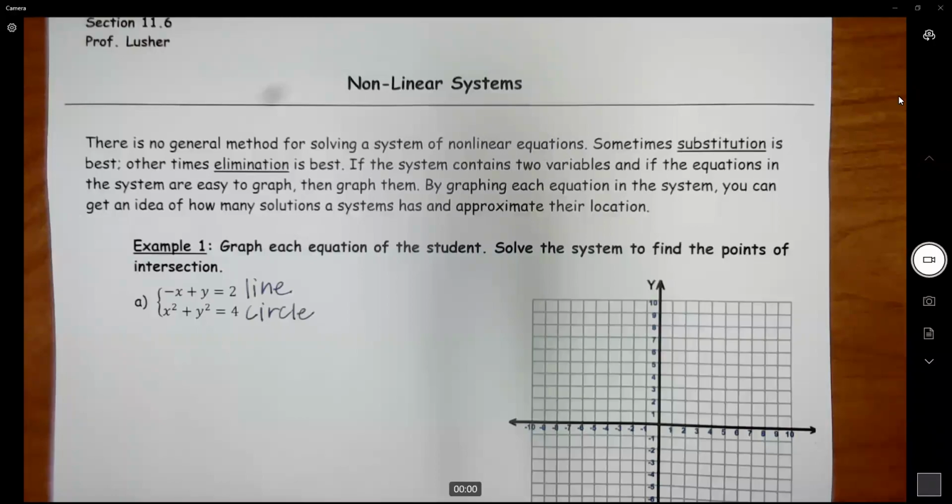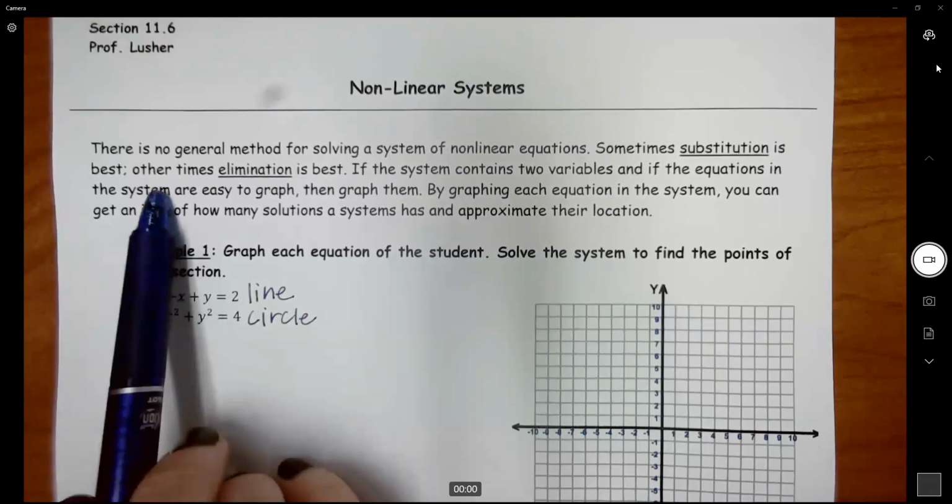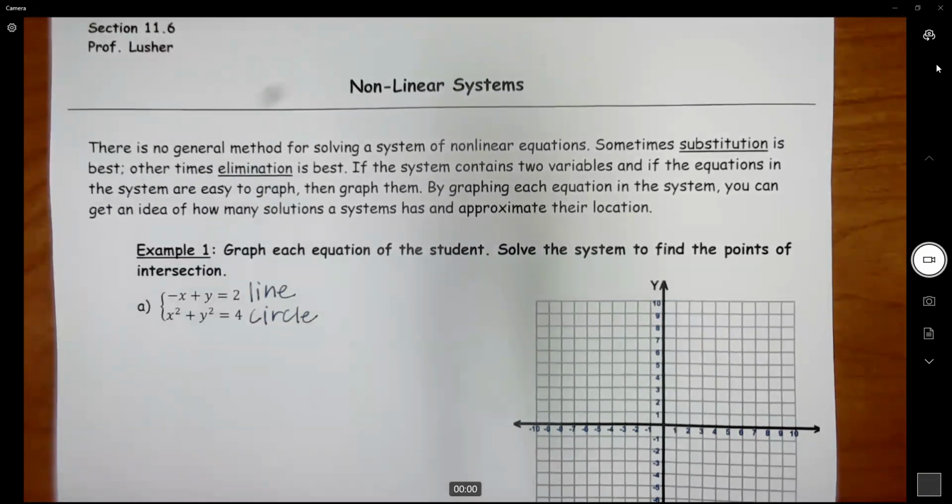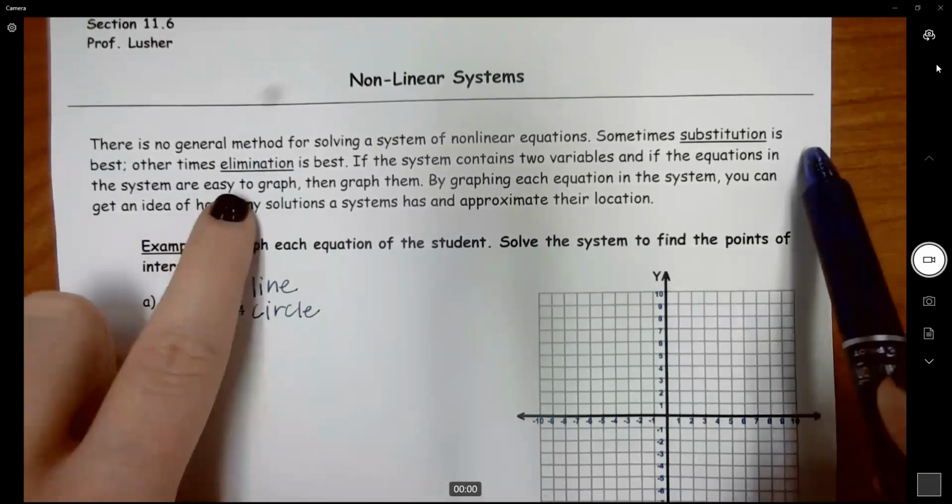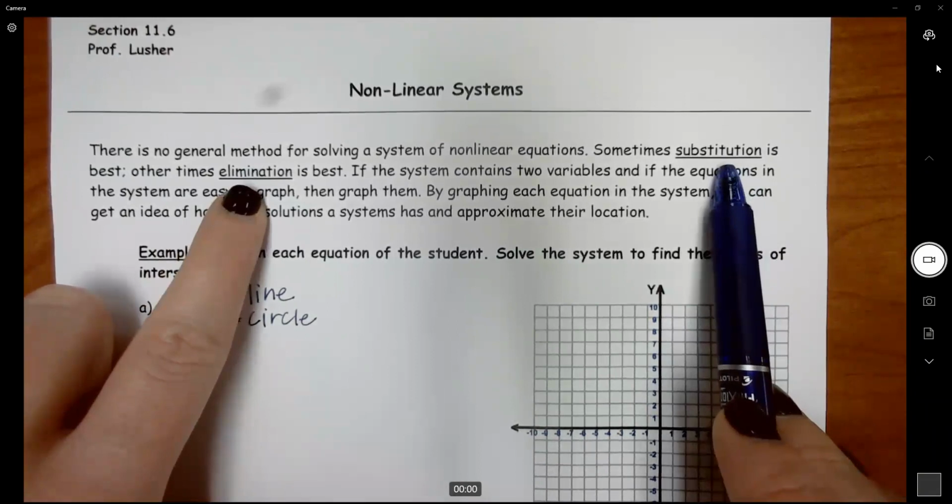Welcome back. So in this video, we're going to solve nonlinear systems by graphing. You do have something up here that says there is no general method for solving systems of nonlinear equations. Sometimes substitution is best, other times elimination is best. And that's what we're going to spend the majority of the lesson on, using these two methods.